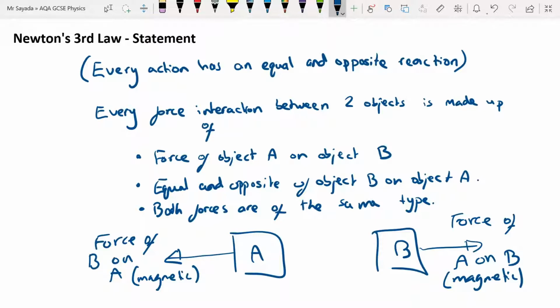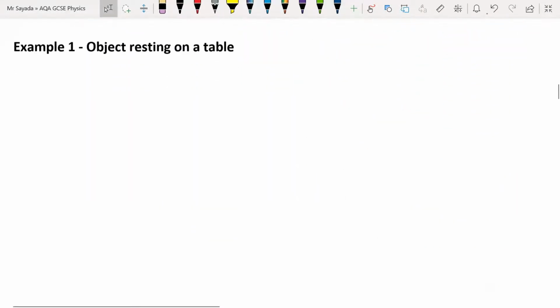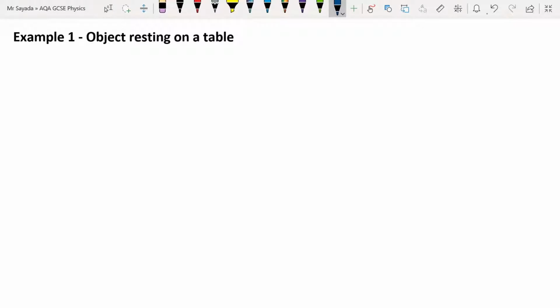Now, the best way to investigate this further is to look at some examples. The first example we're going to look at is an object resting on a table. So pause the video and draw the free body force diagram for an object resting on a table. You should have now drawn the free body force diagram for an object resting on a table. There is a force down, which is the weight, and there is a force up, which is the normal reaction force.